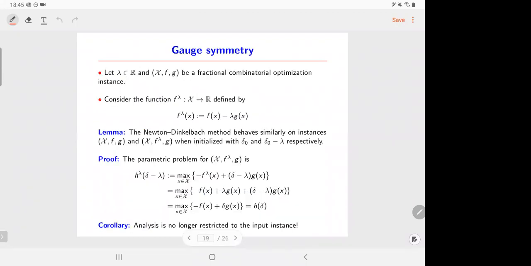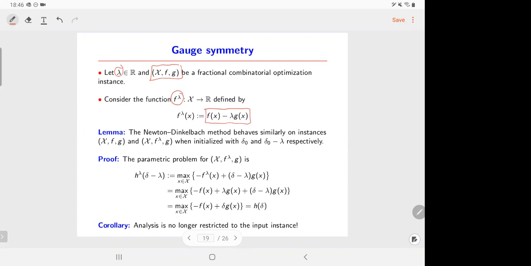So now I'll talk about the crucial component of our analysis, which is the gauge symmetry. For this, let us move back into the fractional comb-up world, where an instance is defined by two functions and a set of structures. And pick lambda to be some value. Now, instead of using the original cost function, let us use the modified cost function, f lambda, defined as follows.